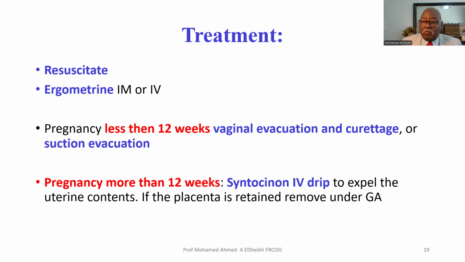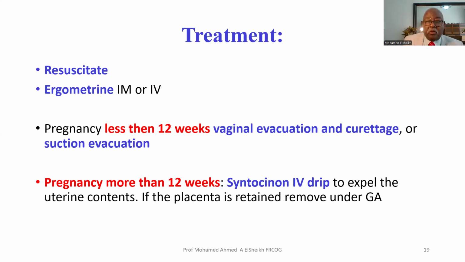After resuscitating her and giving her fluid, blood, and ergometrine, the final management depends on the gestational age. If it is less than 12 weeks, then you can do vaginal evacuation and curettage, classical evacuation and curettage, or you do it through suction. More than 12 weeks, we have to give syntocinon IV drip to expel the uterine contents. If the placenta is retained, then it could be removed under general anesthesia. Also, if after giving the syntocinon she expelled the products but not completely, you will need to evacuate the uterus.